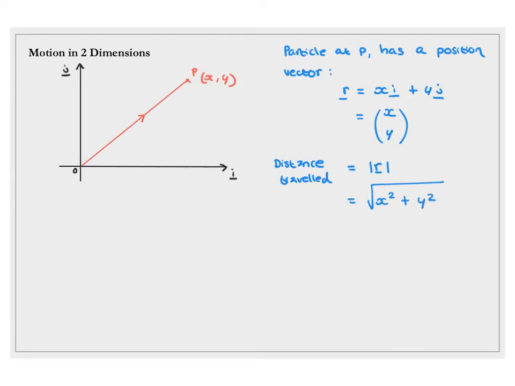Now, because we're looking at motion in 2 dimensions, we have to be specific about a direction of travel. So we might want to calculate theta, this angle here above the horizontal, using trigonometry.